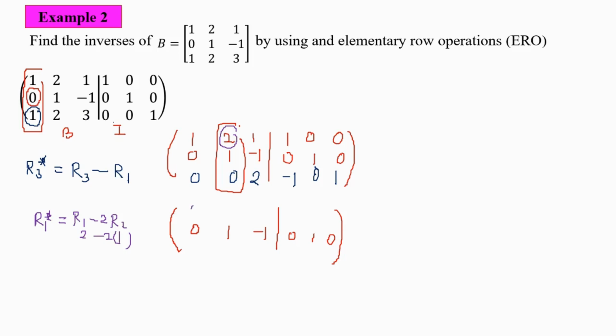I have my 1 here. And for R1, 2 minus 2 times 1, so you will get 0. Then proceed with the third element. The third element is 1. 1 minus 2 times 1. So this one is 3. Then the next element is 1. So 1 minus 0.